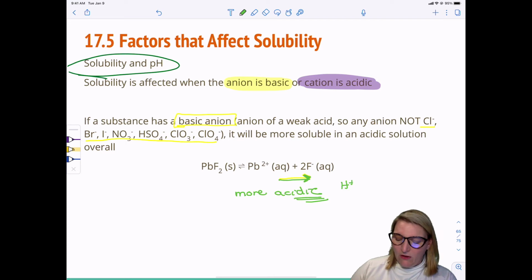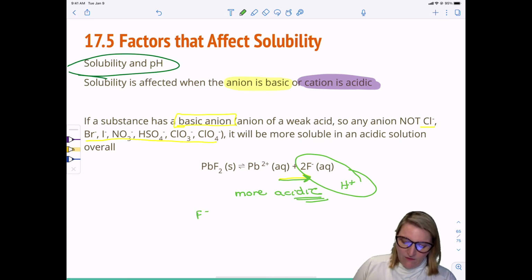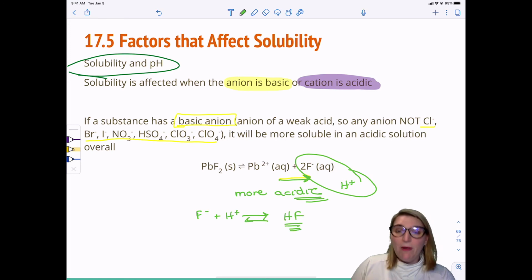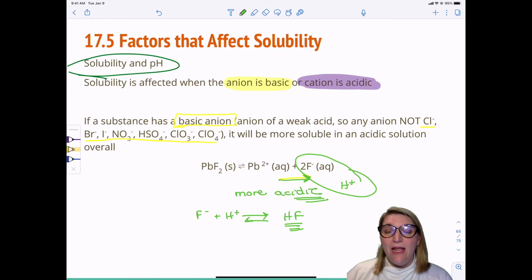That would mean adding lots of H+. What would happen is the H+ and the F- would come together. The F- would react with the H+, and it would form HF. Remember, what makes the difference between a strong acid and a weak acid is that a weak acid does not fully dissociate in water. So therefore, it will actually consume some of the F- and it will become more soluble in a more acidic solution.